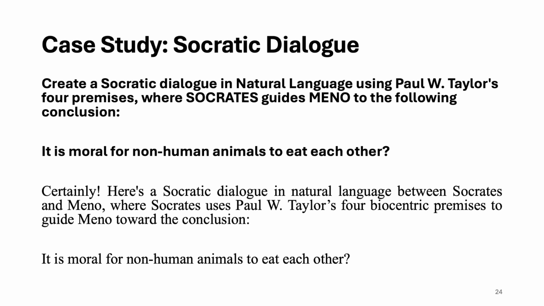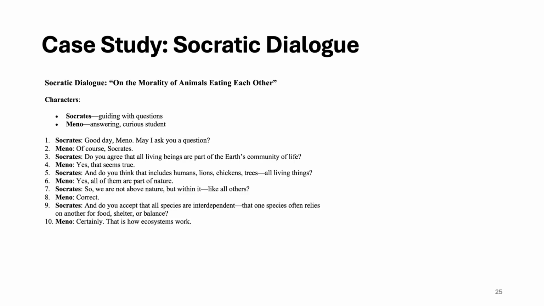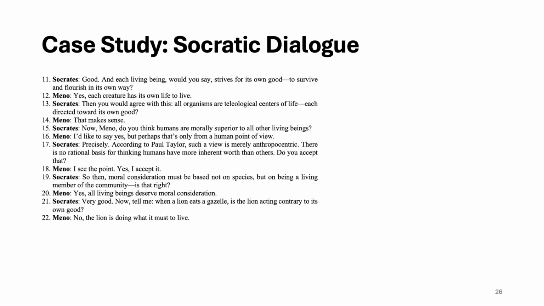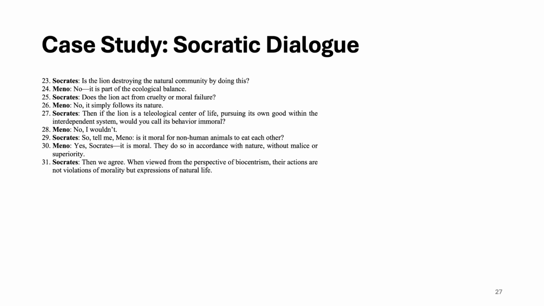For the second part of the demonstration, we asked Dialectic to create a Socratic dialogue in natural language using Taylor's 4 premises, guiding Meno in auto-generation mode to resolutions of the question: Is it moral for non-human animals to eat each other? Here is the text of the auto-generated dialogue on the question, auto-numbered for reference. Socrates is the guiding mentor and Meno the answering student. We continue with lines 11 through 22. The interlocution continues from lines 23 to 31, where we arrive at the resolution.